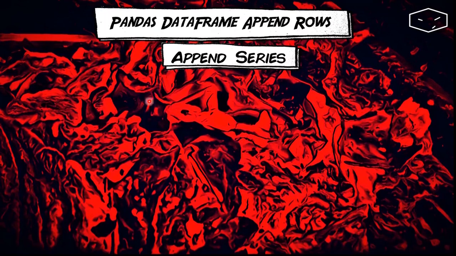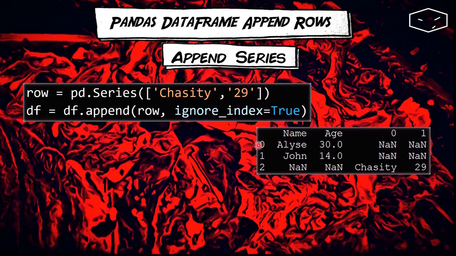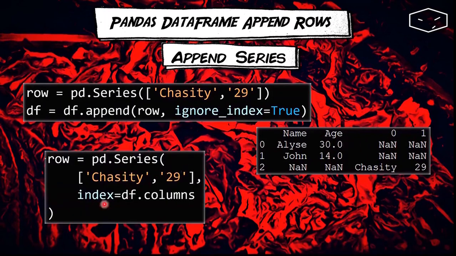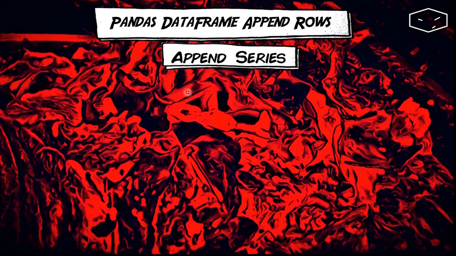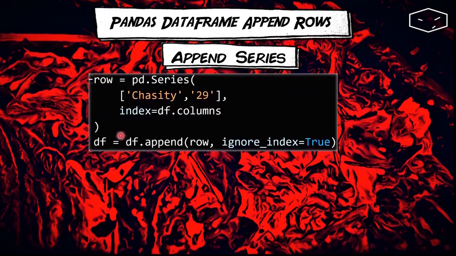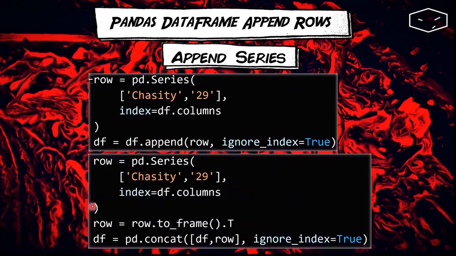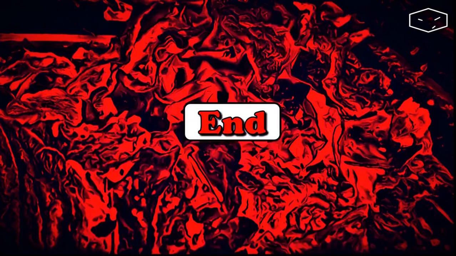To append series, we tried this code first, and the result was this. Since the series has the index 0 and 1, it creates another column, the 0, and another for the 1. To merge these, we need to specify that the index is equal to the names of the columns of the data frame that we want to append to. So the result will be this. We saw that appending series is very simple using the append function compared with the concat function, because with the concat we must convert the series into a data frame and then transpose that data frame. And this is the end.